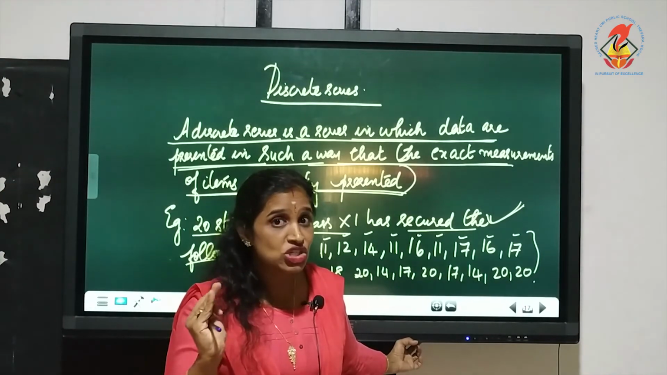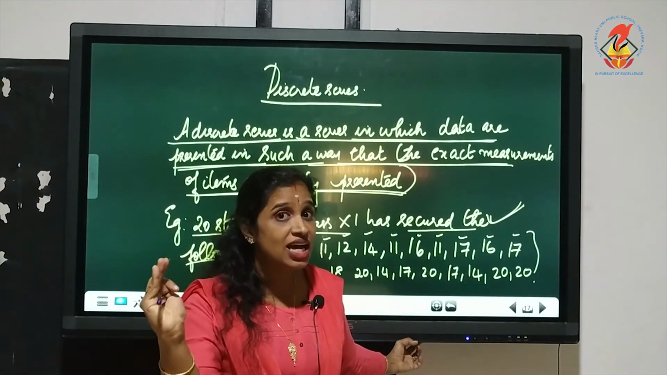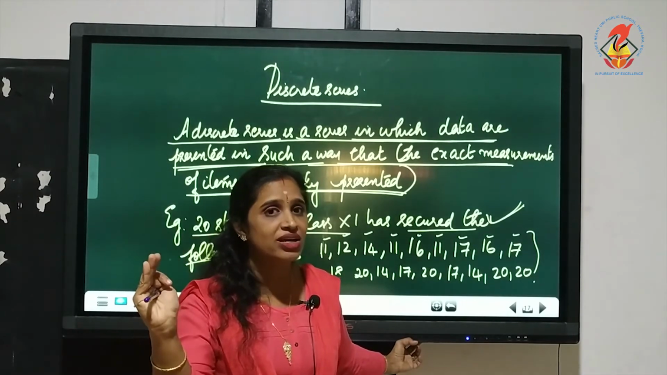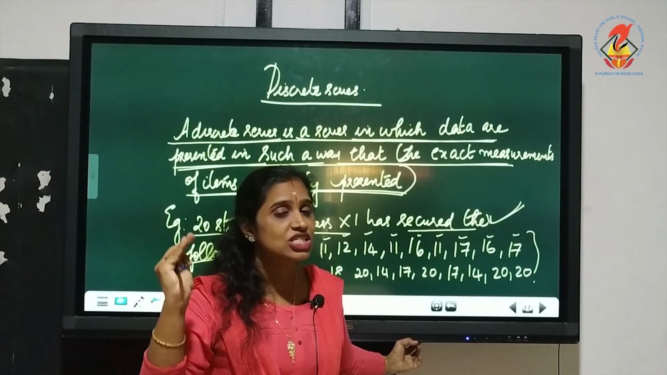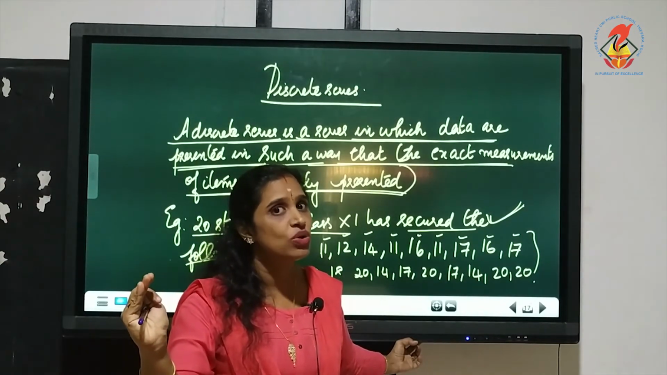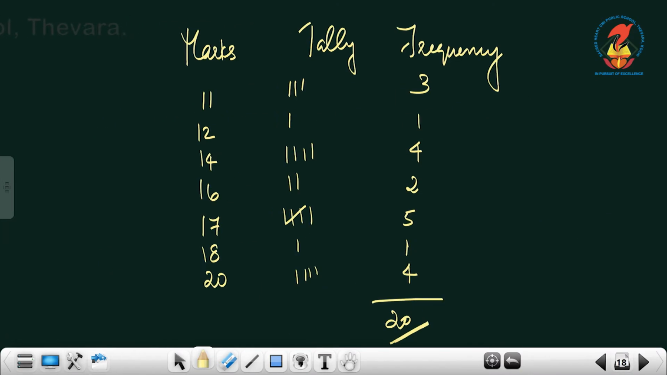So what is the definition of discrete series? It is a series in which the data is arranged in such a manner that the items are represented in exact values. Let us see. This is the example: 11, 12, 14. We have arranged it in the form of a discrete series.